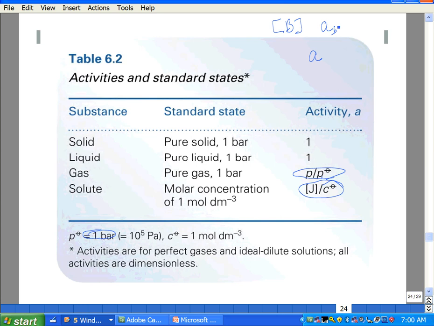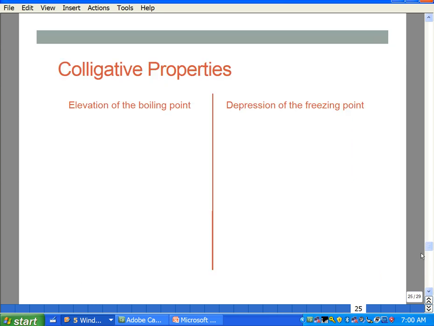Okay, now, colligative properties. This is what your lab is going to be about. You know colligative properties from general chemistry. Colligative properties are things that depend on the amount of solute present. It doesn't have anything to do with the identity of the solute.